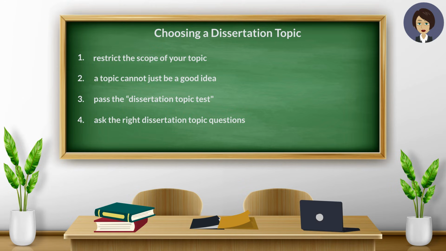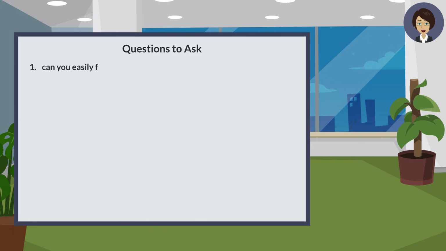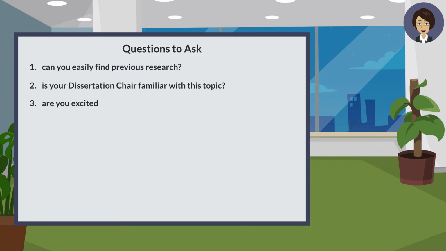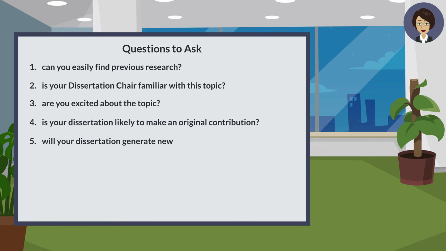Most dissertation writing experts recommend the following 8. 1. Can you easily find peer-reviewed research on this topic? 2. Is your dissertation chair familiar with this topic? 3. Are you excited about the topic? 4. Is your dissertation likely to make an original contribution to your field, either by presenting a new perspective or addressing a meaningful gap in the research field or professional practice? 5. Will your dissertation generate new data for your field or discipline?